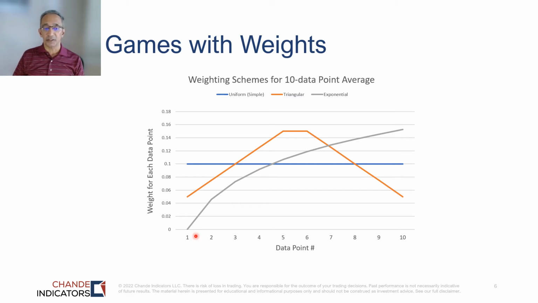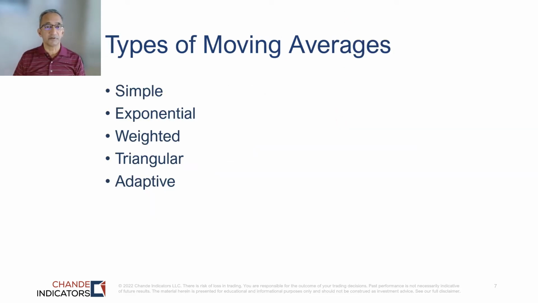You can imagine that you could come up with all sorts of different weighting schemes to create different types of moving averages. So these are the names of some common types of moving averages. We've already seen what a simple moving average is. You can have something called an exponential moving average, a weighted moving average, a triangular moving average, an adaptive moving average, and so on.